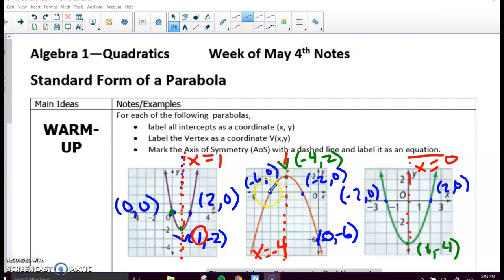On the second graph here, my x-intercepts occur at -6 and -2. My y-intercept occurs at 0, -6. My vertex is -4, 2, and the equation for my axis of symmetry is x equals -4. On the last graph, my x-intercepts are at -2 and +2. My y-intercept is the same as my vertex, 0, -4, and my axis of symmetry is x equals 2.